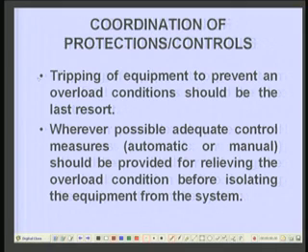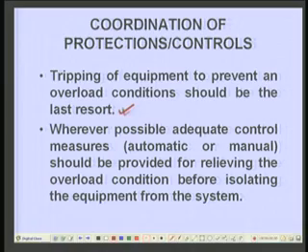The next is the coordination of protection and controls, because we have provided certain protections, so that when the system is overloaded, the protections will trip the equipment. Therefore, tripping of equipment to prevent an overload condition should be the last resort. Suppose the system is operating and there is a transmission line which is overloaded; the protection system will look at the overloading and may trip the line. But this should be considered as a last resort, that is, your protection, particularly the tripping or protection system.